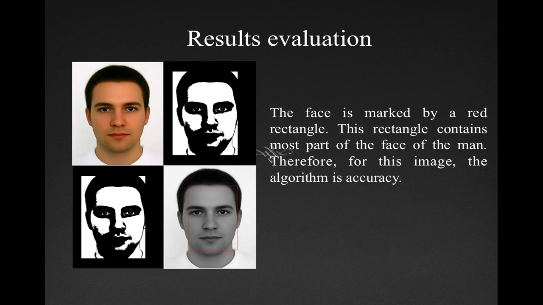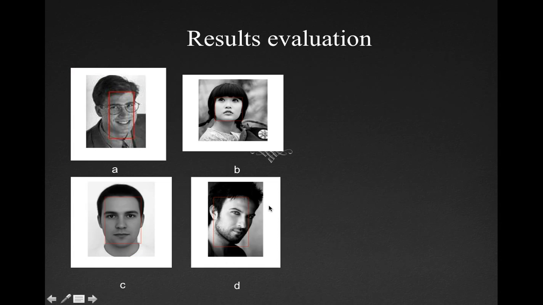The face is marked by a red rectangle. This rectangle contains most of the face of the man. Therefore, for this image, the algorithm is accurate. I also simulated different images with this algorithm. The first one is blurred, I mean the whole face. The second one is clear, but the background is blurred.